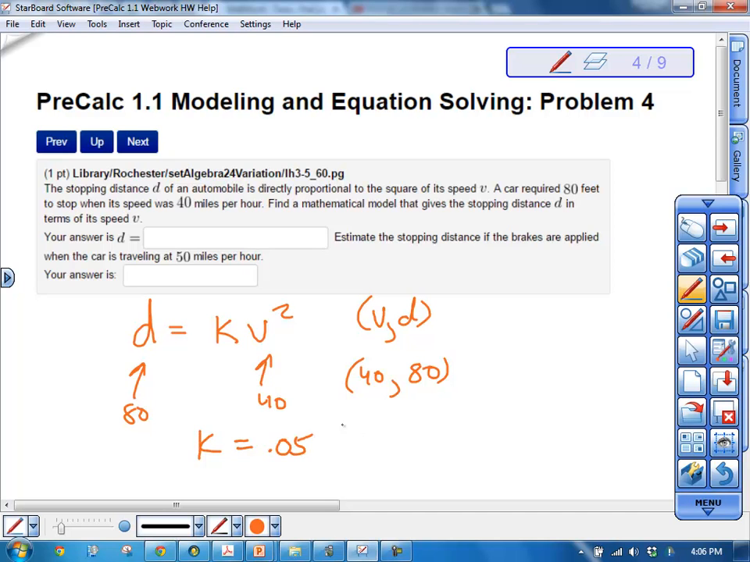So our equation then is distance equals 0.05 times the speed squared. That's the relationship, 0.05 times the speed squared. And then if we plug in 50 miles per hour for v right here, and just do 50 squared times 0.05, that gives us 125. So if we're going 50 miles an hour, it's going to take us about 125 feet to stop.